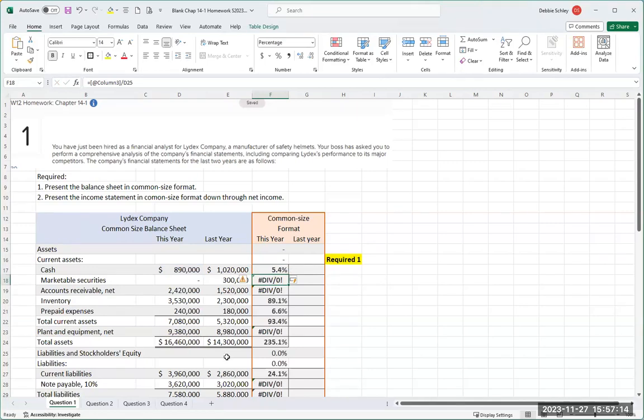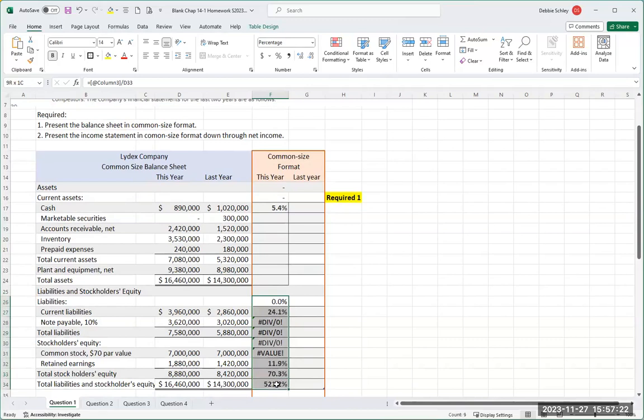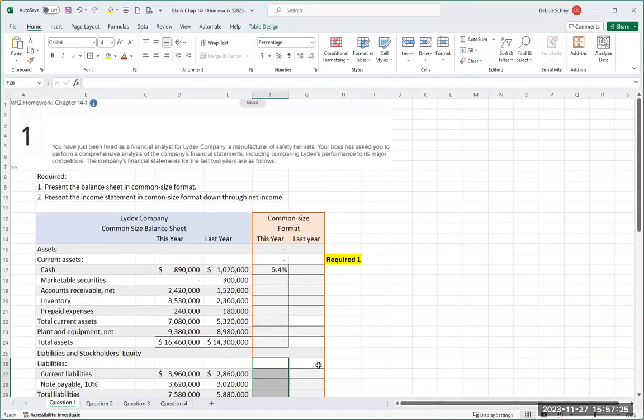Oh, whoops. I don't know what happened. I think Excel was trying to help me, and that's not what I wanted it to do. Okay, there we go. That's better. So 5.4% is the common size for this year's cash compared to total assets.